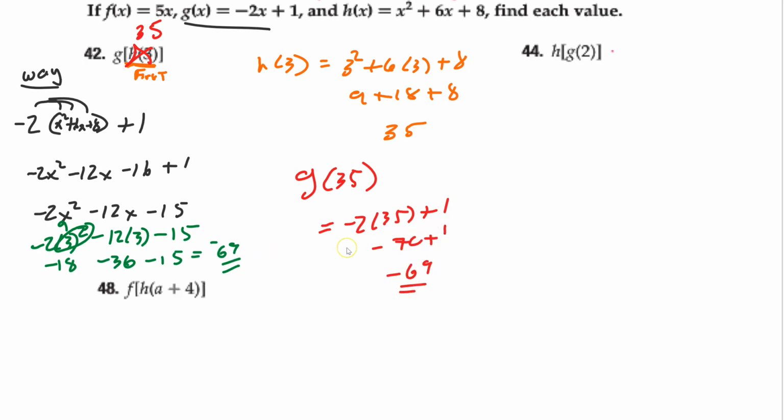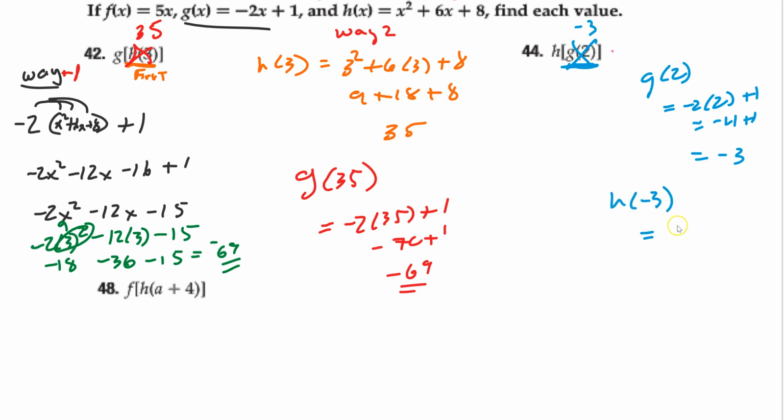So see, either way you get the same answer. I prefer way 2 myself. I should label them way 1, way 2. But way 1 is the same thing, right? You just simplify it and then you plug a number in. So let's do another one to practice. Let's do h of g of 2. Again, I'm going to do g of 2 first. So g of 2 is negative 2 times 2 plus 1. So negative 4 plus 1, so negative 3. That just means this is negative 3. Now you do h of negative 3.